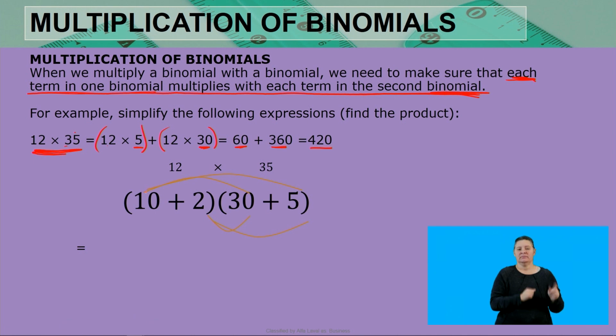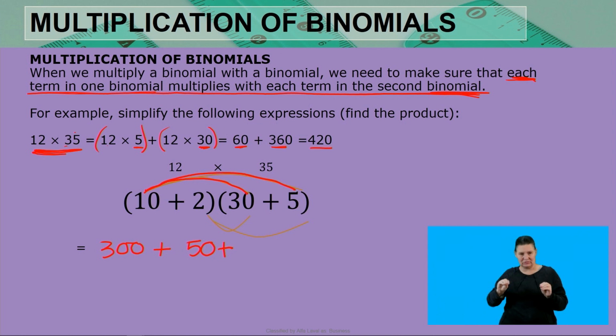So that's going to be the 10 multiplied by the 30 as it is shown there. What is 10 multiplied by 30? That is 300. Then we are adding it to the 10 multiplied by the 5. So what is 10 multiplied by 5? That is 50. So now the 10 has multiplied with each number in the second binomial. So now the 2 has to multiply with each of them as well.